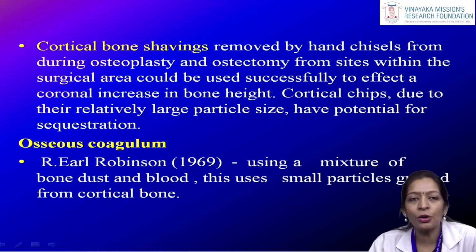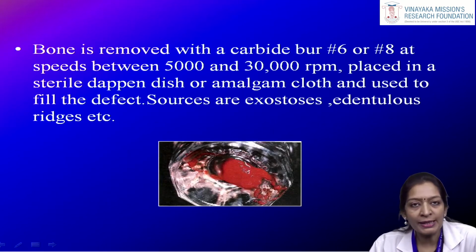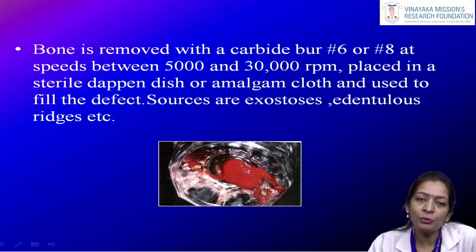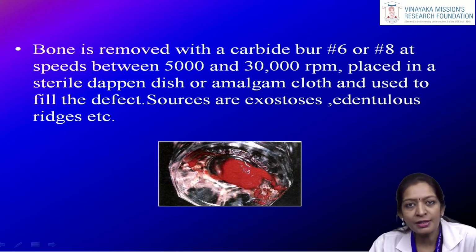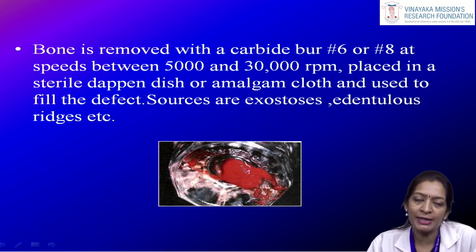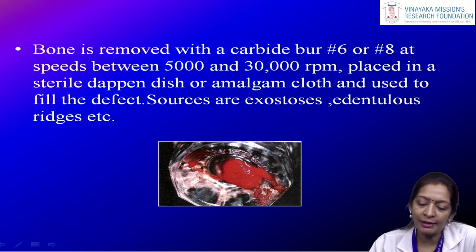The next is the osseous coagulum. The name itself indicates it: a mixture of bone dust and the patient's own blood. This technique uses small ground particles with the blood, and it is placed in the defect. The bone is removed with a carbide burr number 6 or 8 at a speed of about 5,000 to 30,000 rpm. It is placed in a sterile dappen dish and then placed in the defect. The sources basically are exostosis and edentulous ridges.